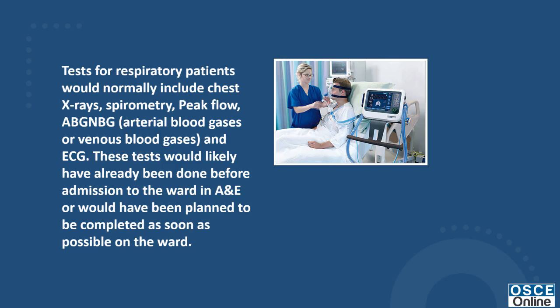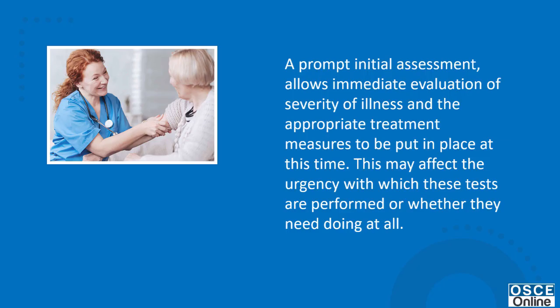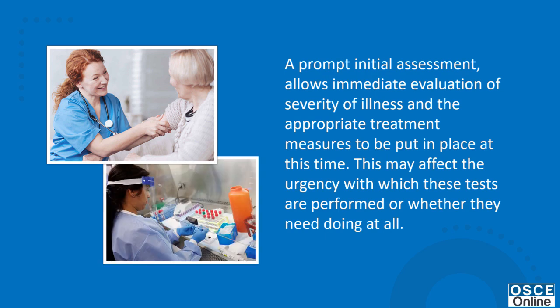Tests for respiratory patients would normally include chest x-rays, spirometry, peak flow, ABG, arterial blood gases or venous blood gases, and ECG. These tests would likely have already been done before admission to the ward in A&E or would have been planned to be completed as soon as possible on the ward. A prompt initial assessment allows immediate evaluation of severity of illness and the appropriate treatment measures to be put in place at that time. This may affect the urgency with which these tests are performed or whether they need doing at all.